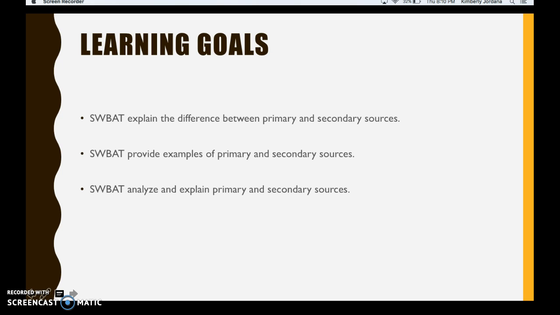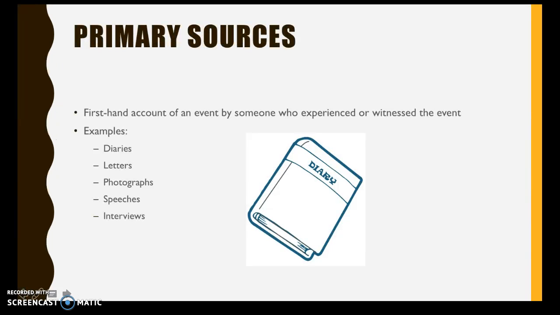So let's get started. The first thing we're going to take a look at are primary sources. Primary sources are first-hand accounts of an event by someone who actually experienced or witnessed the event. So someone who was actually present for something happening, like say maybe the March on Washington. If they were to have written a letter or taken a photograph, that would be considered a primary source. Some examples are diaries, letters, photographs, speeches, and interviews.